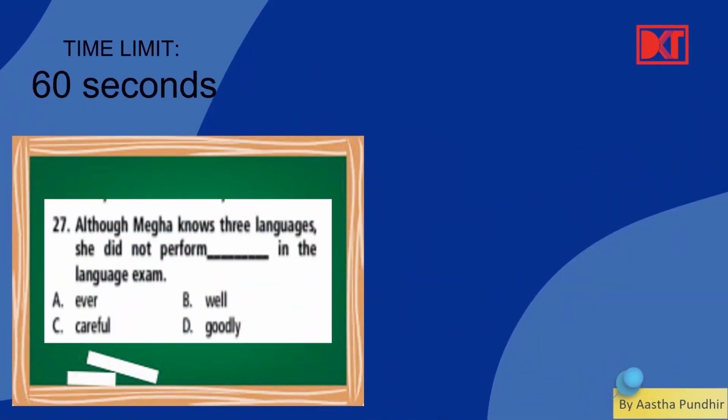Then we have, although Megha knows 3 languages, she did not perform dash in the language exam. Did not perform ever, did not perform well, did not perform careful, did not perform goodly. Correct answer is, did not perform well in the language exam. Adverb of manner. Okay.